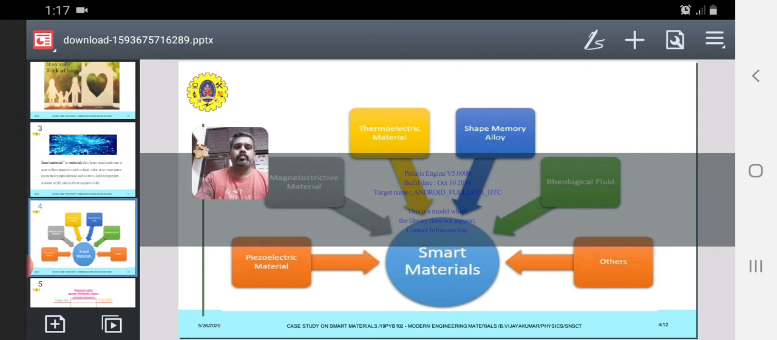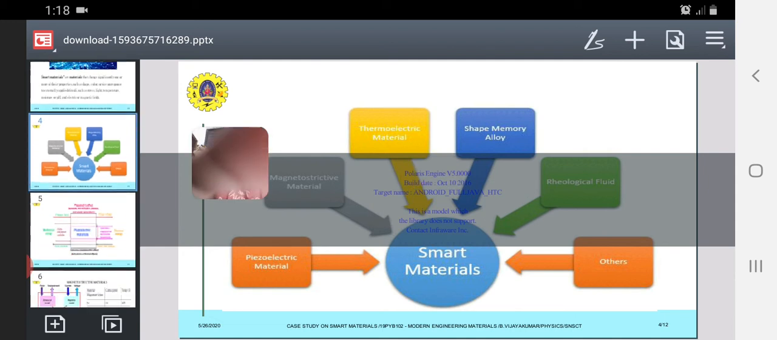Of these materials, we mostly discussed the following in our studies. The first is piezoelectric, which we studied mostly in ultrasonic production. The second is magnetostrictive material, which we also studied in ultrasonics. For the production of ultrasonics, we have used these two methods most of the time. The third is thermoelectric material. So let us see the classification of smart materials one by one.